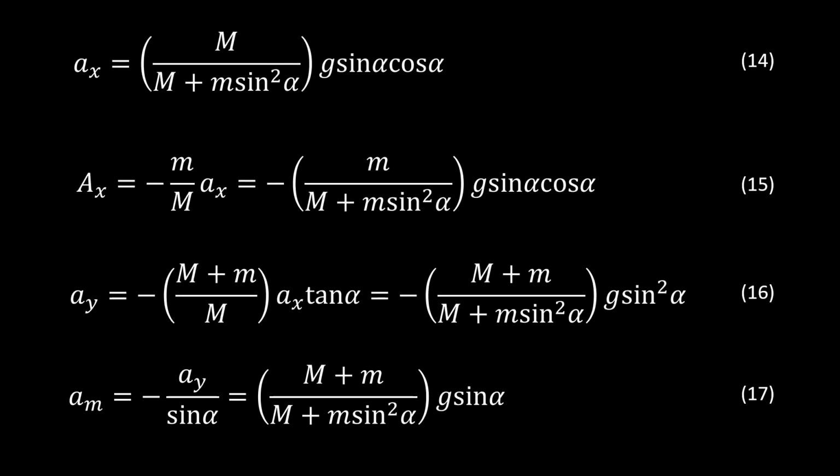We now reach the final expressions for the accelerations in this system. I leave it to you as an exercise to find the other accelerations in terms of the a sub x found in equation 14. Just use the expressions we derived earlier. Equation 14 gives us the horizontal acceleration of the block in the inertial frame. We found it by factoring equation 13 that we saw earlier.